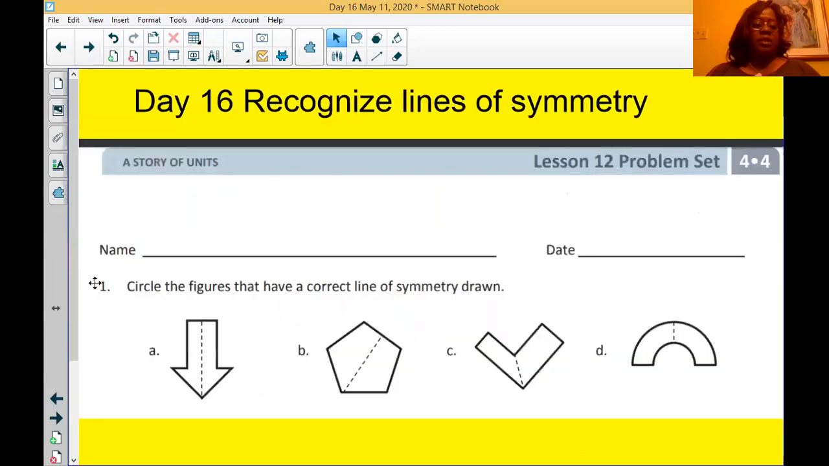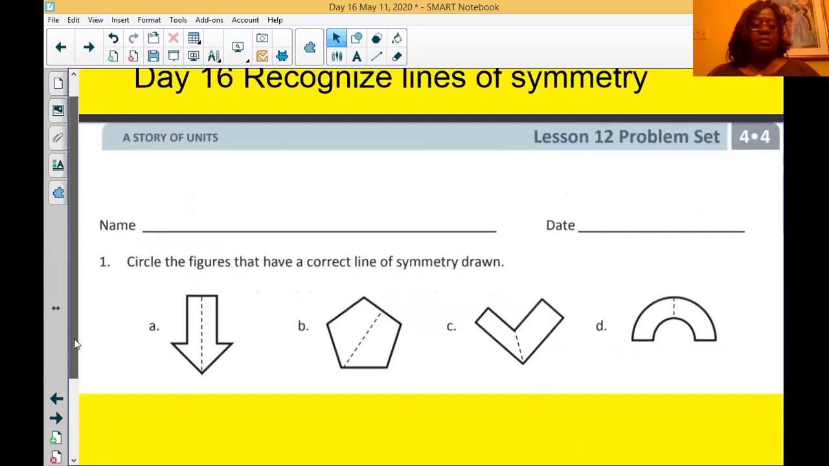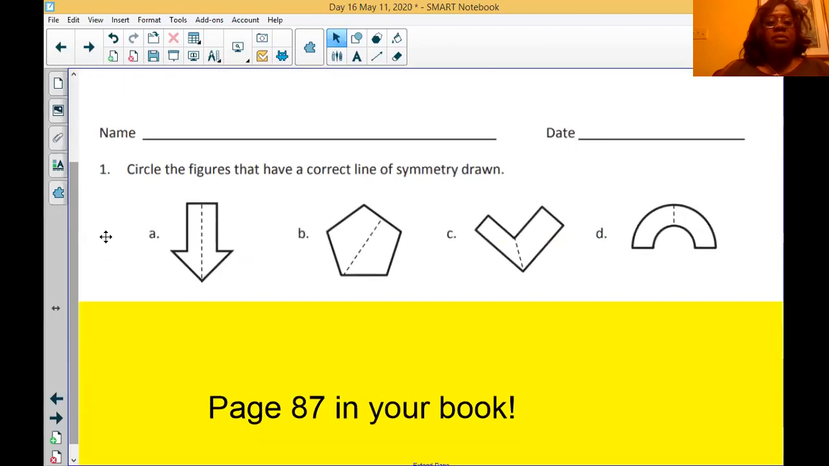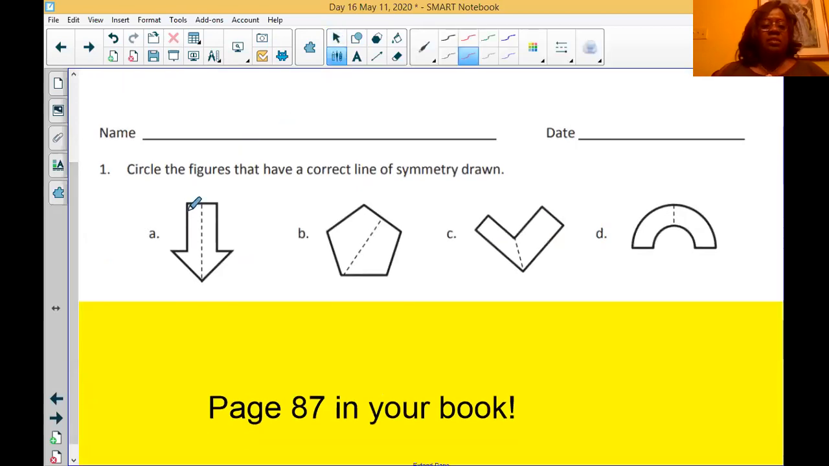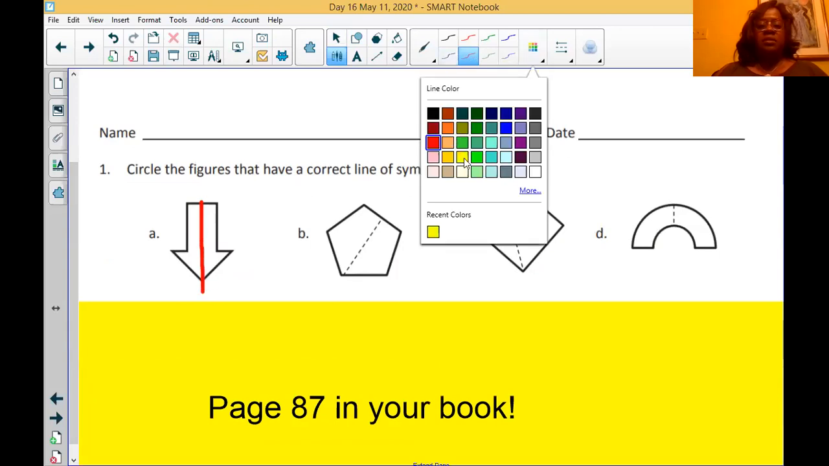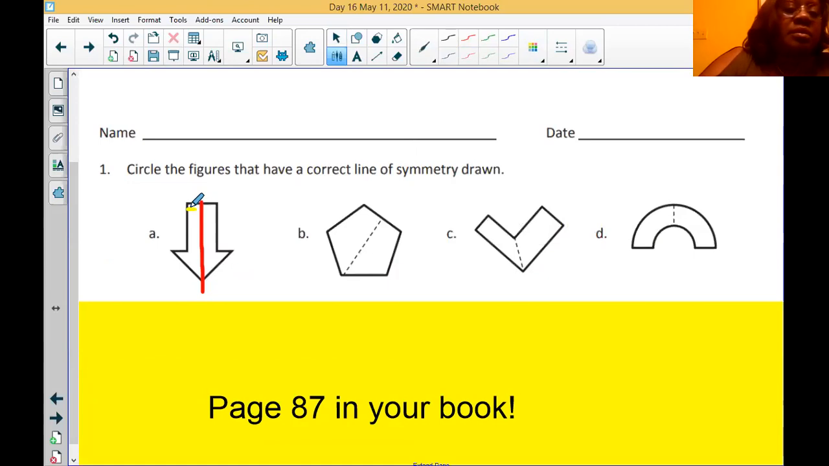Okay, so in 1A, we have an arrow, and it also has one line of symmetry that has been drawn. And I want to see if this is a correct line of symmetry. So here's my line of symmetry that's been drawn. And I need to see if one side is identical to the other side. Okay? So let's color that in.